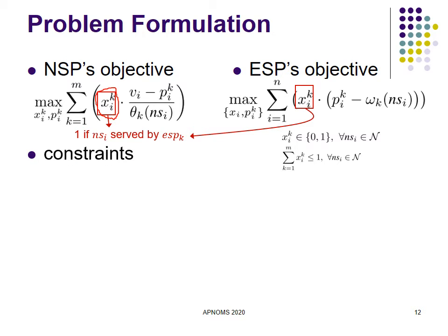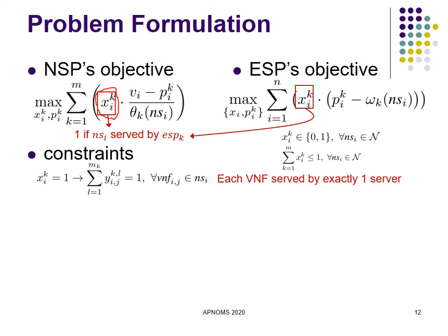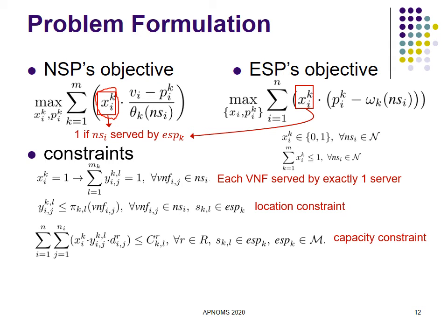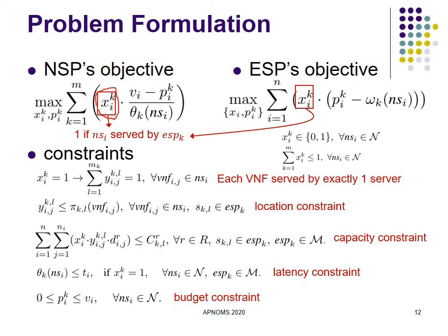And these objectives are subject to some constraints. For example, every VNF should be served by exactly 1 server. And we have a location constraint for each VNF. We have a capacity constraint for each MEC server. And we have a latency constraint for the service chain. Finally, we have a budget constraint for each network service.